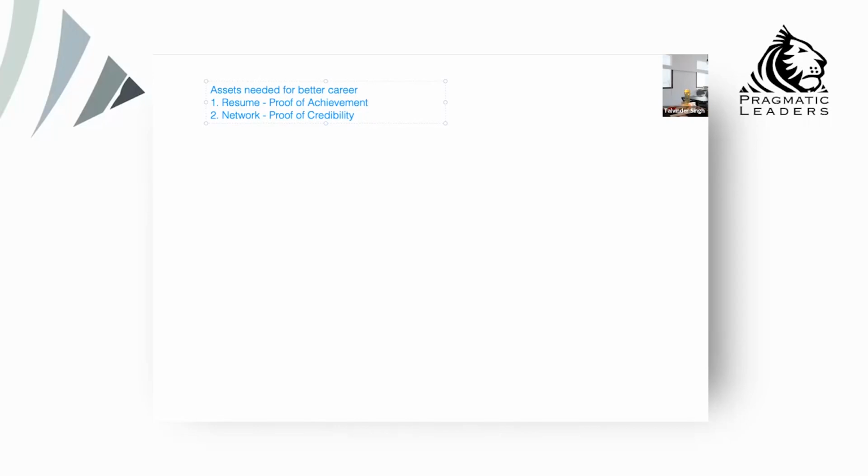Similarly, resume. Now, a good resume is a proof of your achievements. It's not a proof of a laundry list of your KRAs. KRAs are not achievements. For those who don't remember, KRA is key responsibilities, basically. The responsibilities assigned to you. That as an X, you have to do Y, Z, A, B, C.